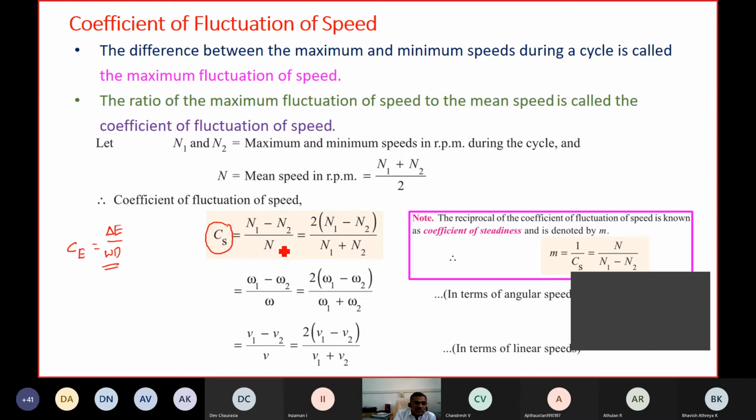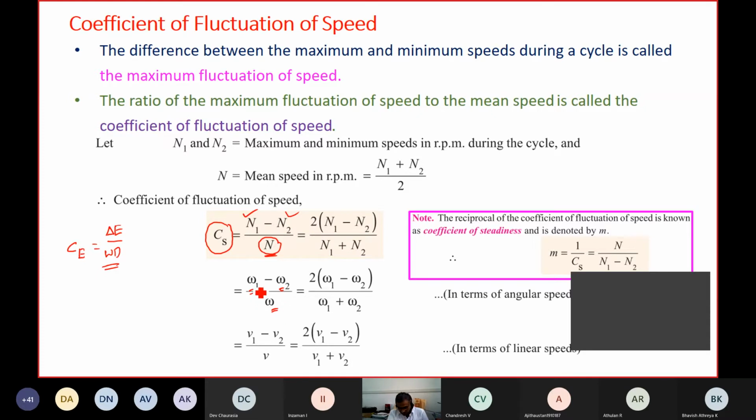Then the third term is the coefficient of fluctuation in speed. That is N1 minus N2 divided by N. N is the mean speed, N1 is the maximum speed, and N2 is the minimum speed. And the same thing can be written like this: omega 1 minus omega 2 divided by omega.